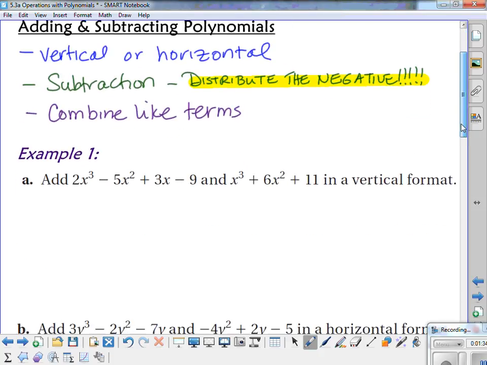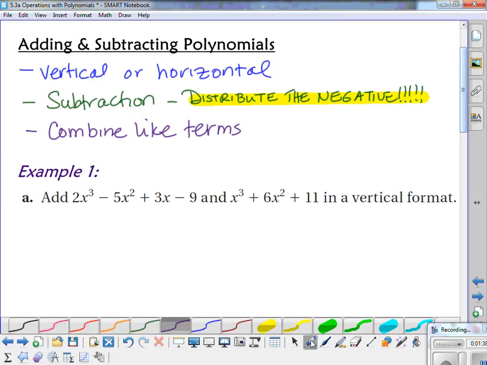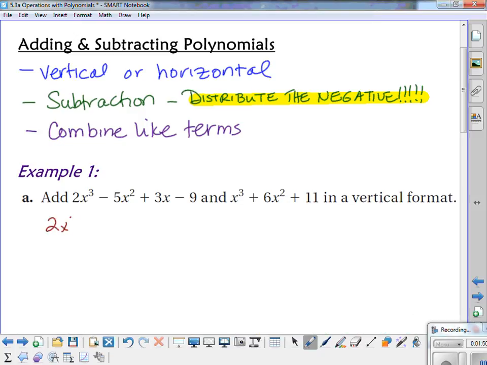So first I'm going to show it to you in a vertical format. Again, you can choose whichever format you prefer, and it's up to you. When you're doing the vertical format, you want to line up your like terms. So I'll write the first one: 2x cubed minus 5x squared plus 3x minus 9. And then for the next one, I've got x cubed plus 6x squared plus 11. So I'm going to put the 11 under the 9.